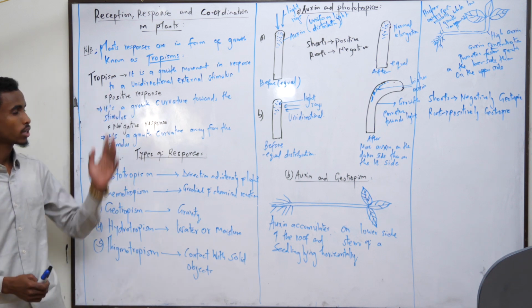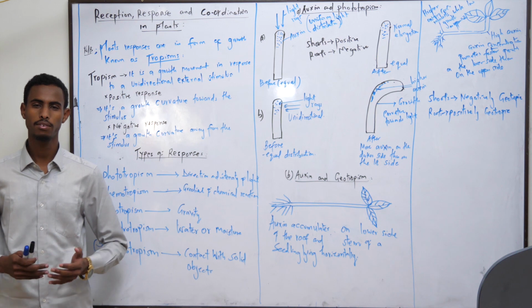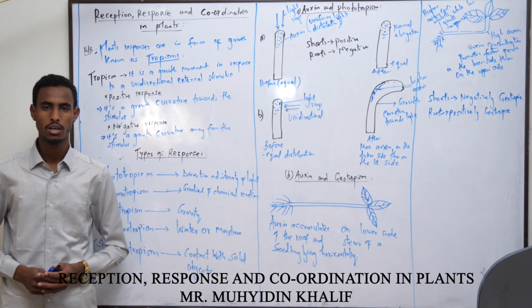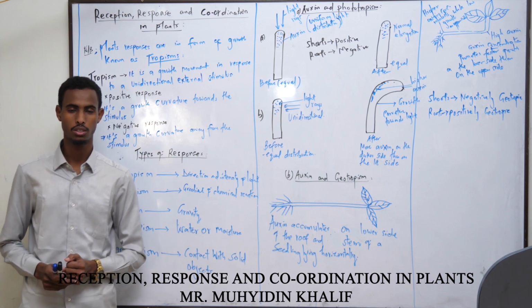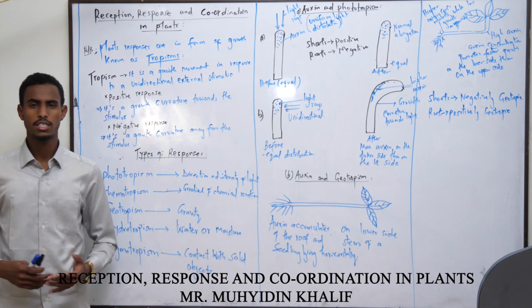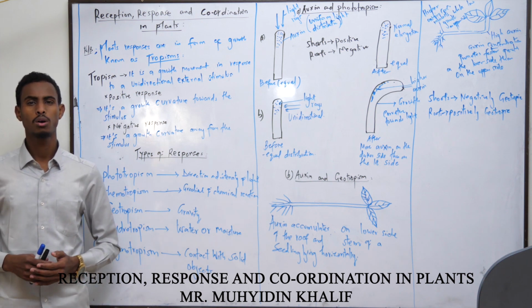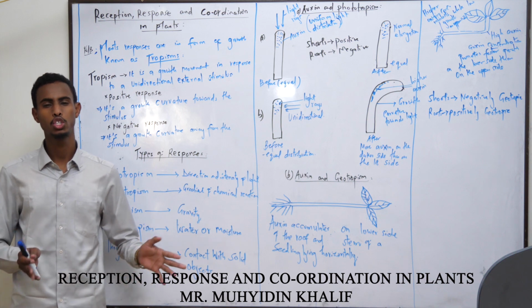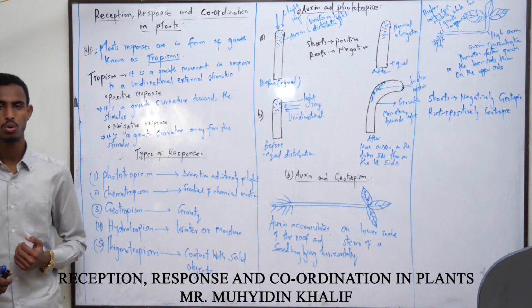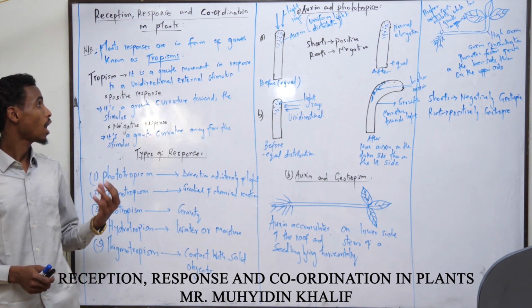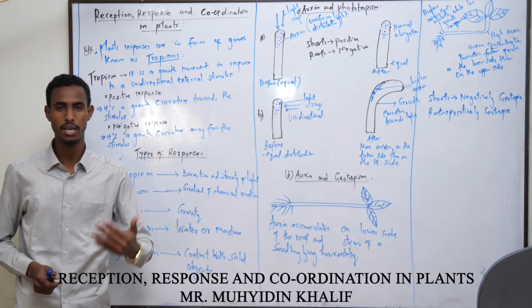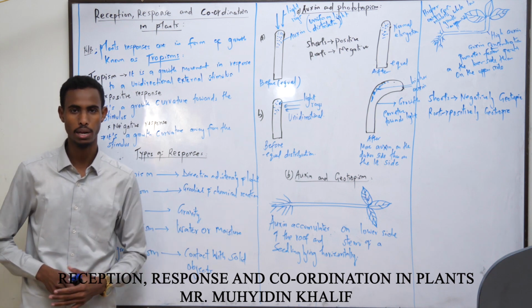Now today, as you can see, I want us to dive and navigate through reception, response and coordination in plants. As we know that plants do not locomote, but rather they show movement at some organ level, and therefore we want to discuss how the plants are able to move and what is the name of the movement in plants.